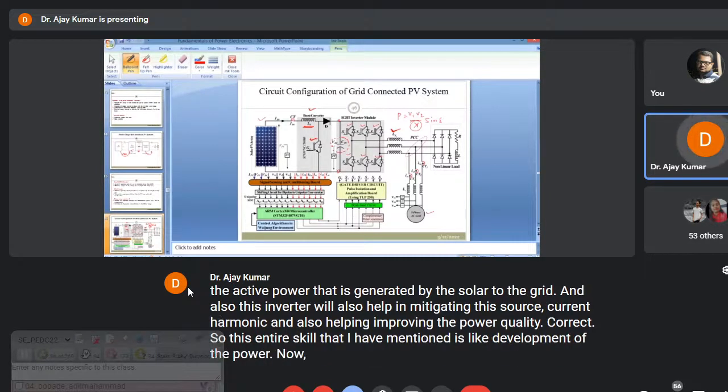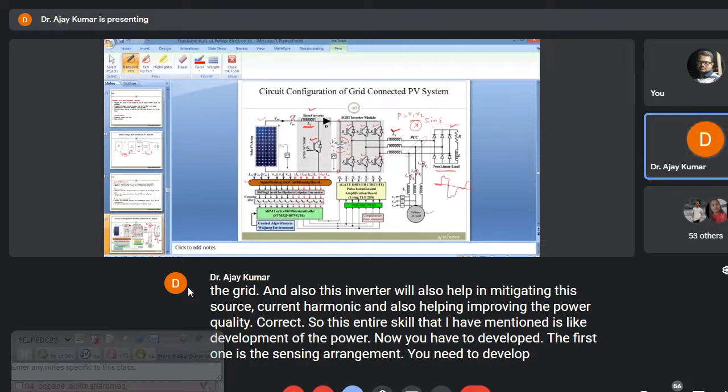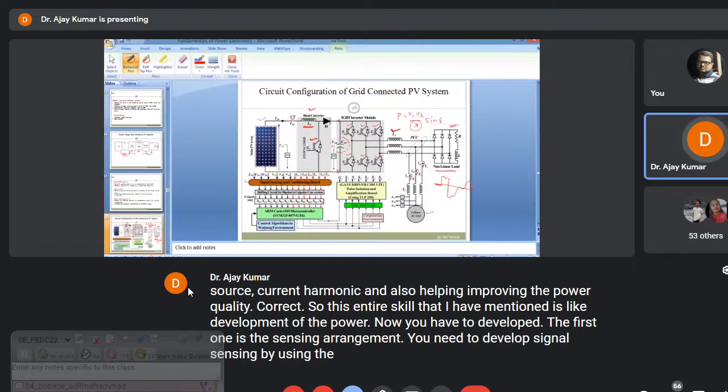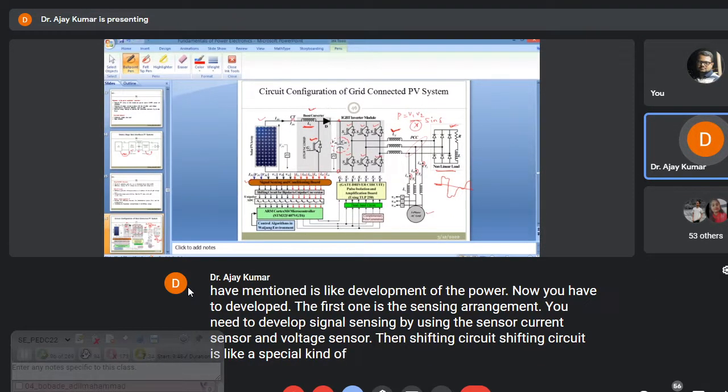Now you have to develop the auxiliary circuit. The first one is the sensing arrangement: you need to develop signal sensing by using the sensors, current sensor and voltage sensor. Then the shifting circuit. Shifting circuit is a special kind of circuit, required only in a few applications. Why? I will tell you.